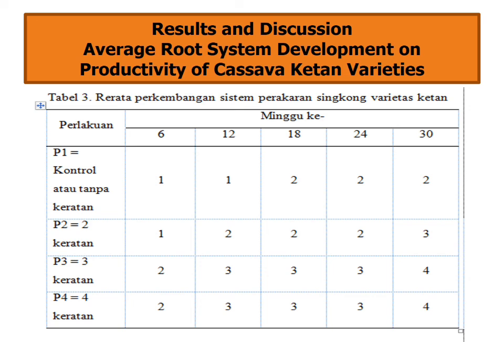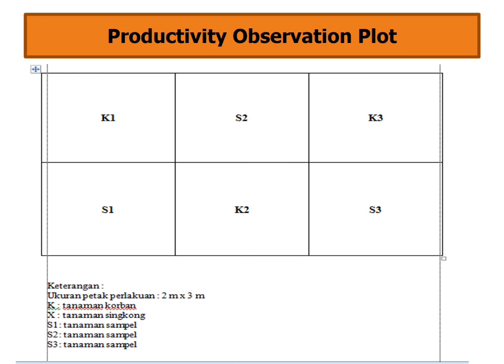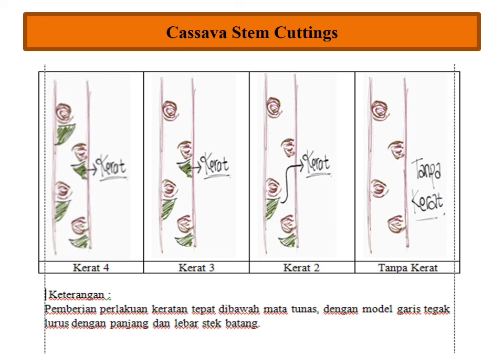This is the table of average root system development of productivity of cassava ketan variety. This is the arrangement of block and plot in the field sawah. This is the productivity observation plot. This is the picture of cassava stem cuttings.